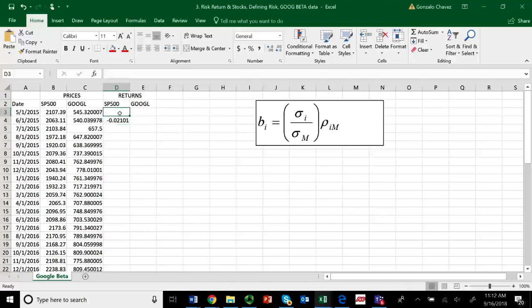Why did I not start here on the first row? Because I need a previous price, P1 minus P sub 0. If I'm looking at the first observation, the first line, there is no previous price, so I'm not going to be able to get this first row.